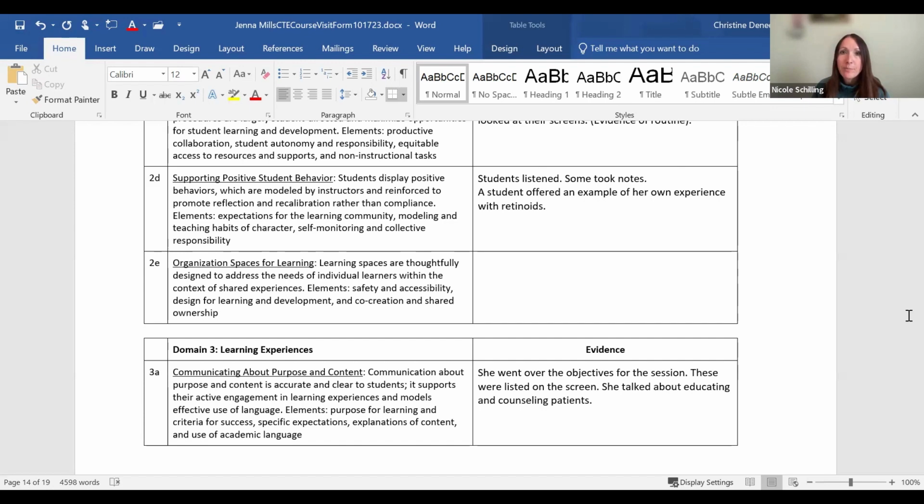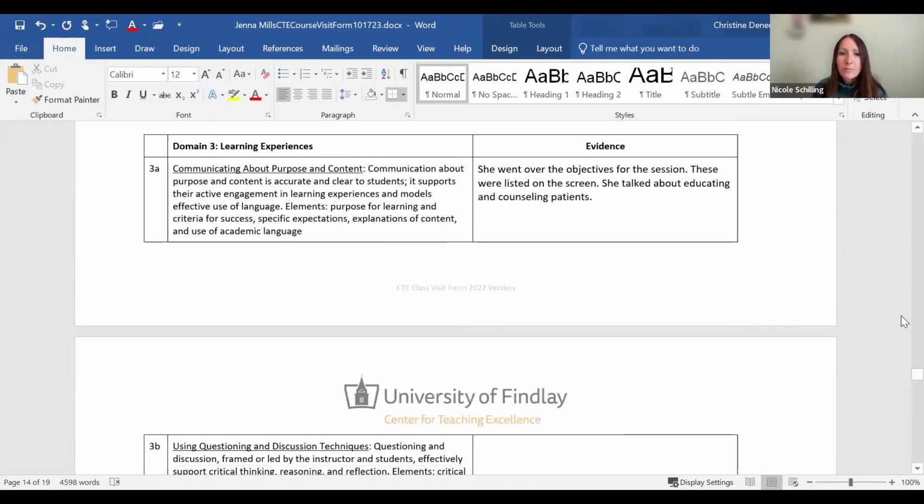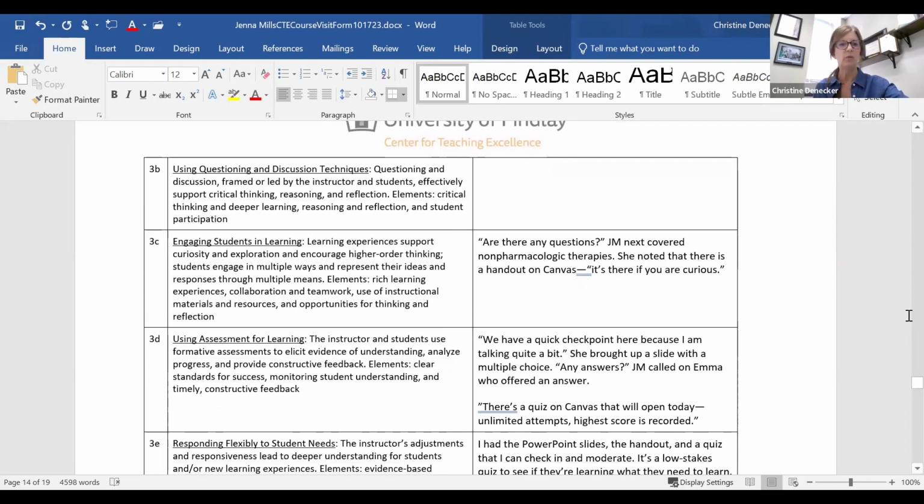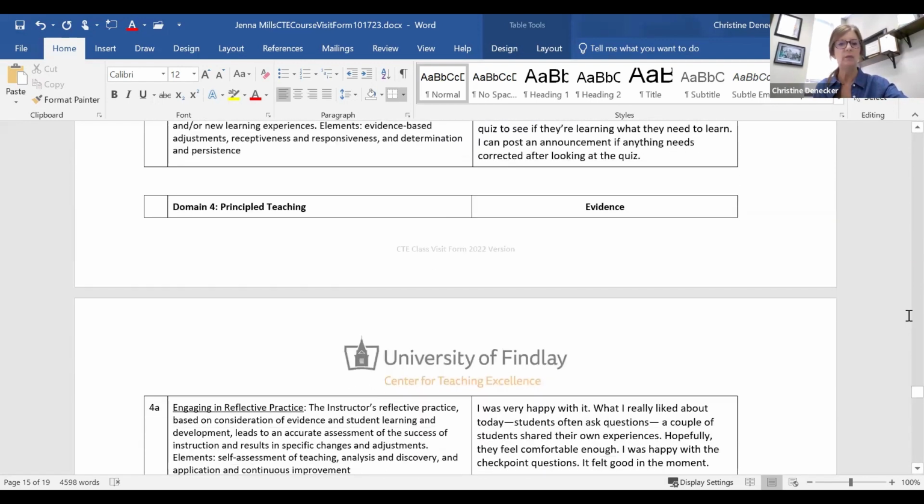Yep, absolutely. Okay. So 2B, we know she has questioning techniques, but the questions that we saw were all closed. And so that doesn't really support critical thinking. We can put it in here, but what are your thoughts there? I think that's an opportunity for a small adjustment that we identified. Yep. Agreed. Opportunity for a small adjustment. We have a 3C, a 3D, a 3E.